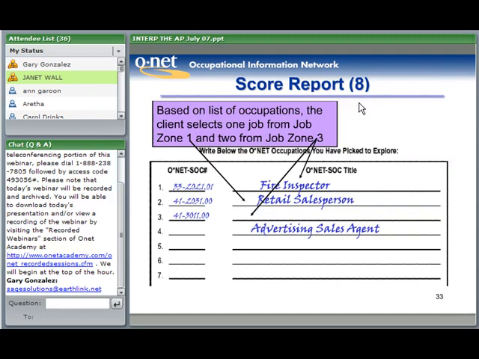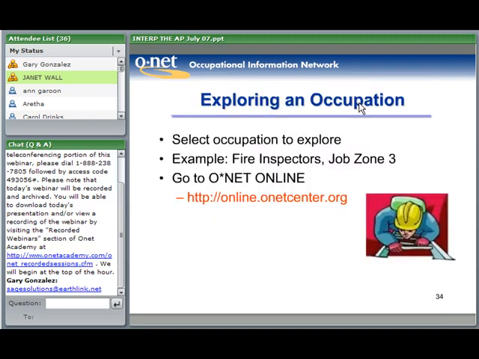So we would take a look at a particular occupation. And we're going to take a look at fire inspectors at Job Zone 3. And we would do that by going to O*NET Online at that URL. It's online.onetcenter.org.